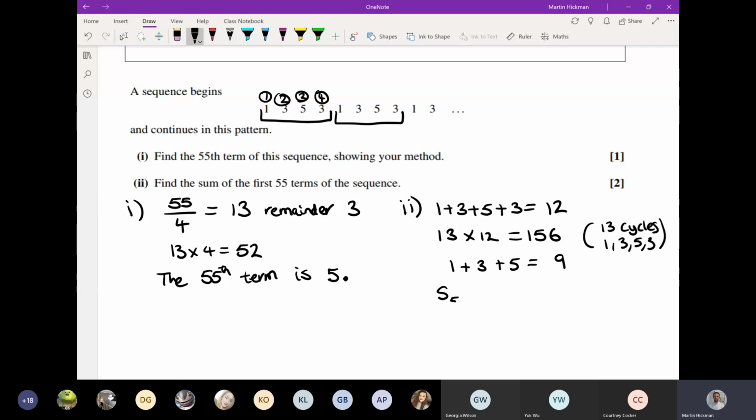So for the sum of the 55 terms, add your first 52 terms together, and then add your 53rd, 54th, and 55th terms on, adding that 9 on. And that's going to give you 165.